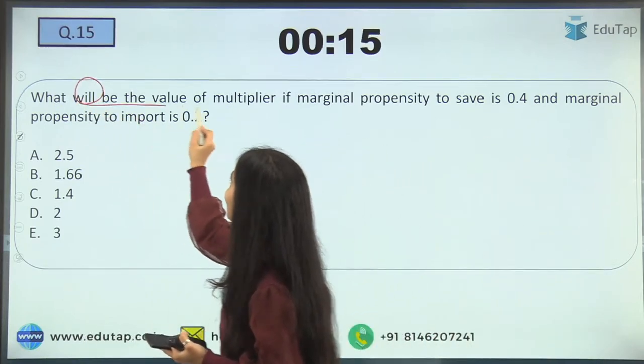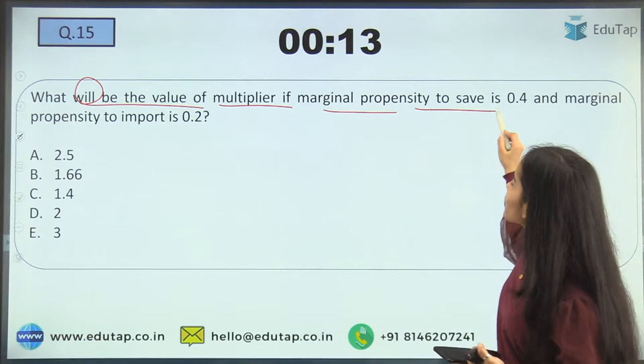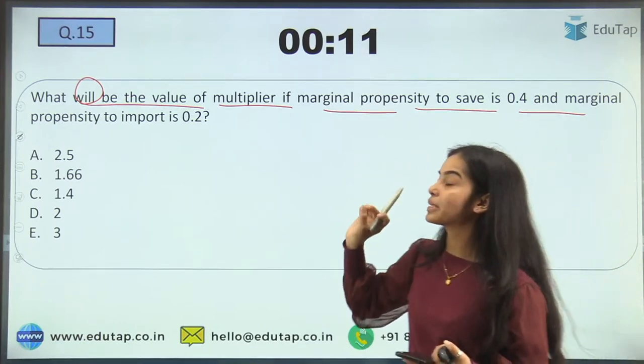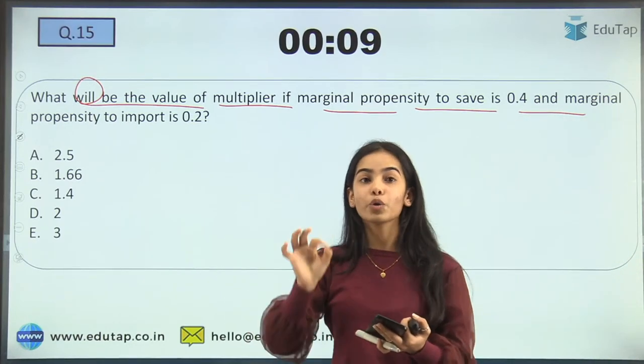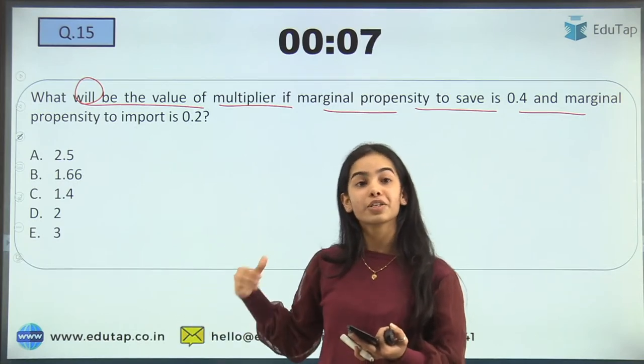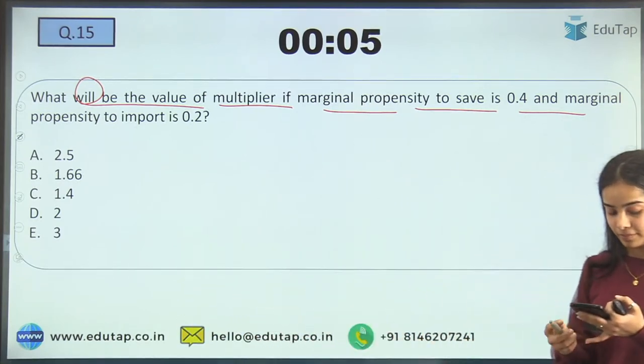And what will be the value of the multiplier if the marginal propensity to save is this and the marginal propensity to import is this? So you have to tell the right answer of this one. Try to give the right answer of this one.